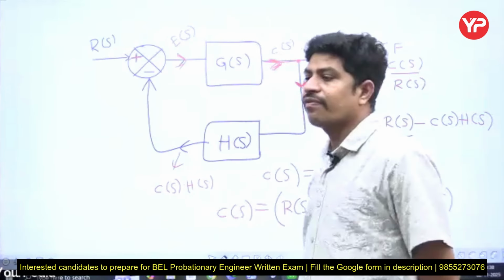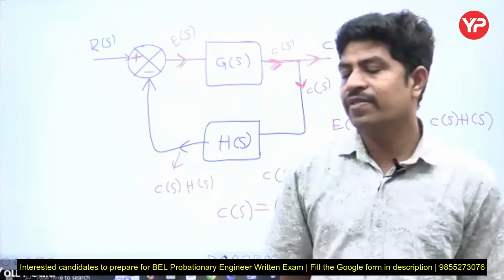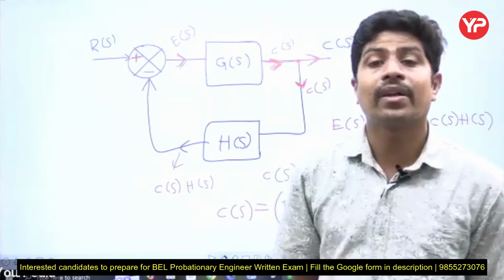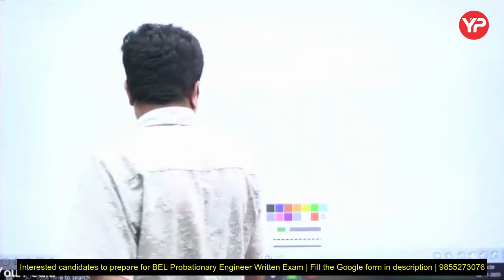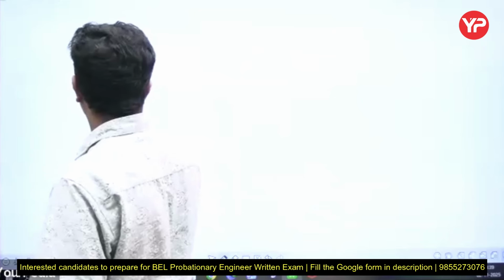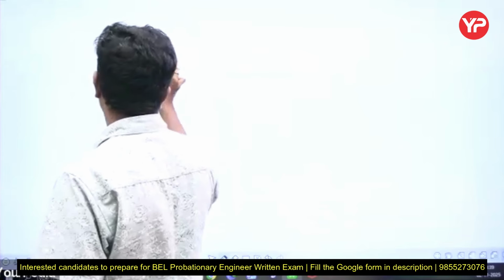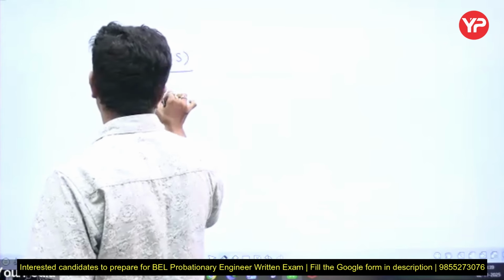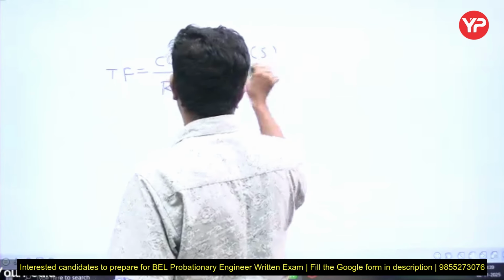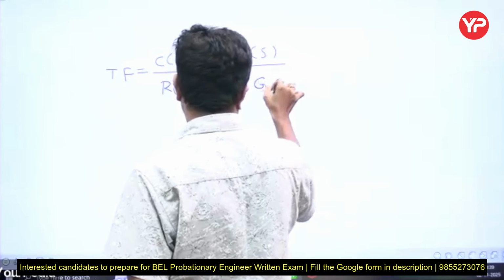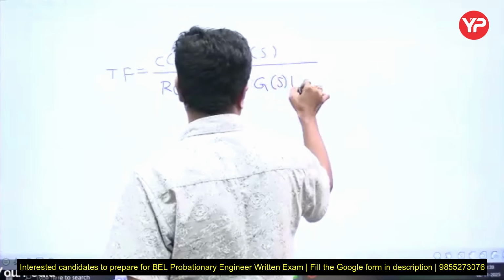H of S is called the feedback path transfer function. Now let me write the transfer function here. Transfer function is equal to C of S by R of S is equal to G of S by 1 plus G of S into H of S.